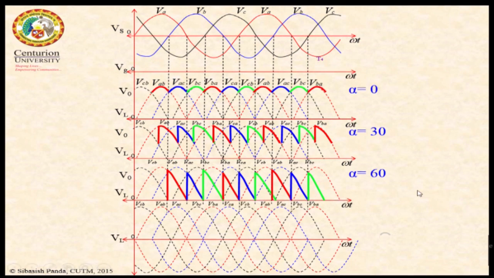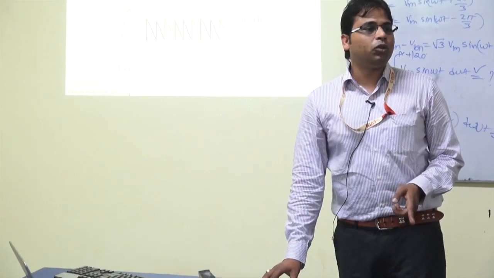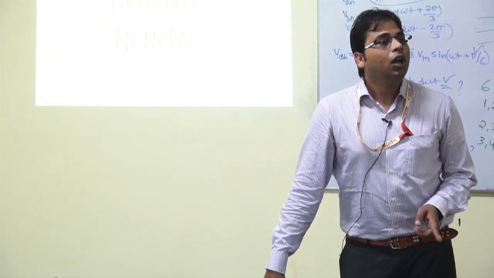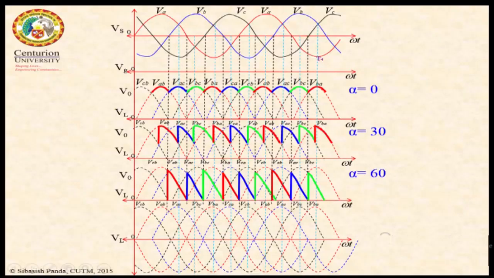Next, let us see the output voltage for alpha equal to 90 degree. Now alpha equal to 90 means omega t equal to how much? 150 degree. Alpha equal to 90 means omega t equal to 150, means here. This is my 150 degree, right? So here I will fire my thyristor T1.